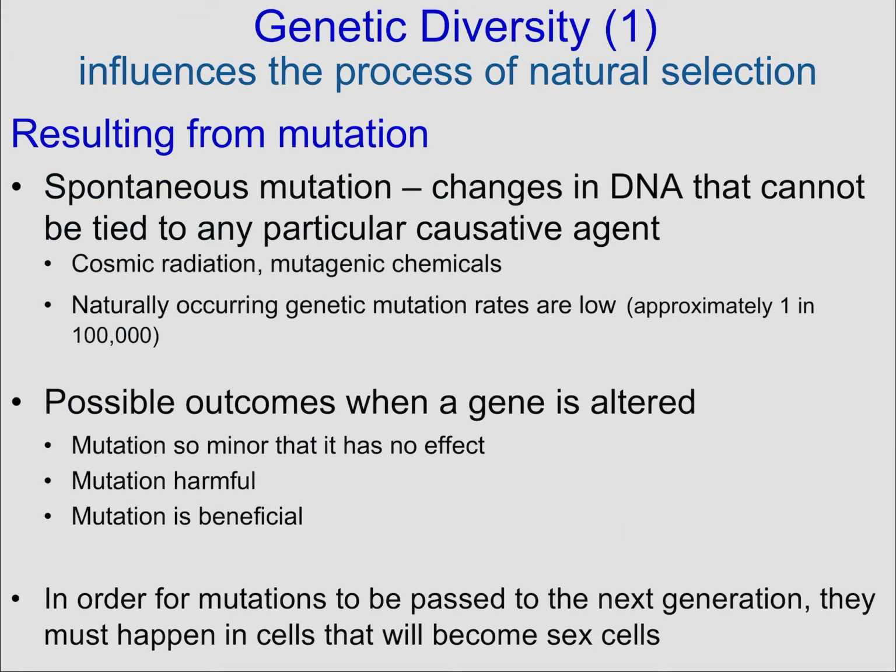There can be different kinds, one of which is induced mutation that is due to an agent, something that caused it. And then there is spontaneous mutation, changes in DNA that cannot be tied to any particular agent. Cosmic radiation and mutagenic chemicals are examples of a causative agent. Spontaneous mutation is something that there's nothing that could have been done about. There's no reason for it to happen. It just happened randomly. Naturally occurring genetic mutation rates are really low, about 1 in 100,000, meaning that for most of our genetic mutations there's a root cause.